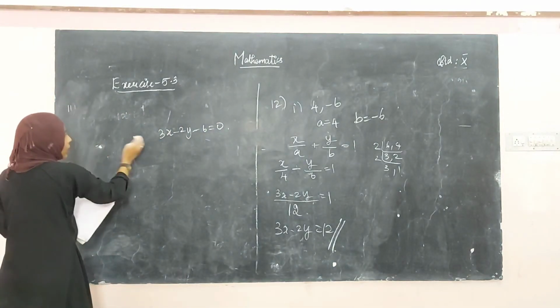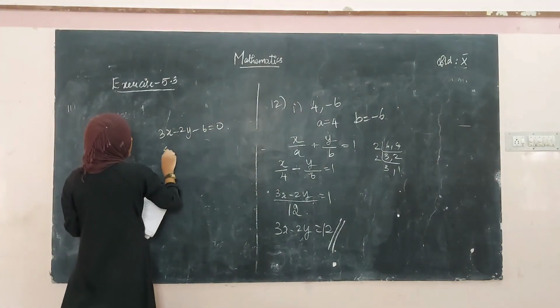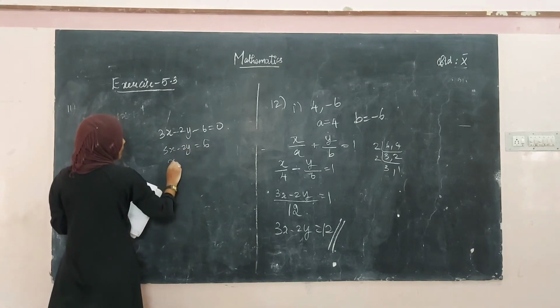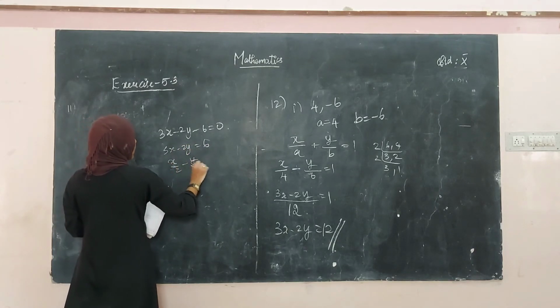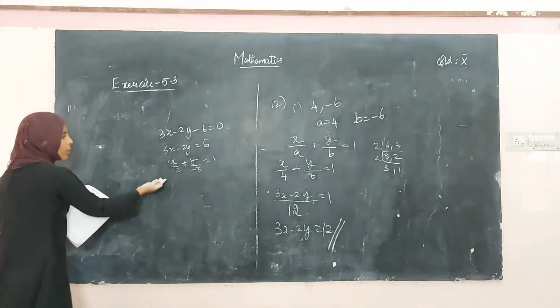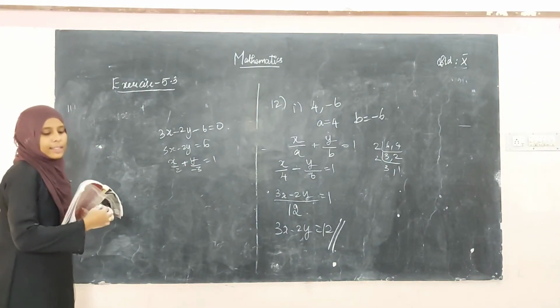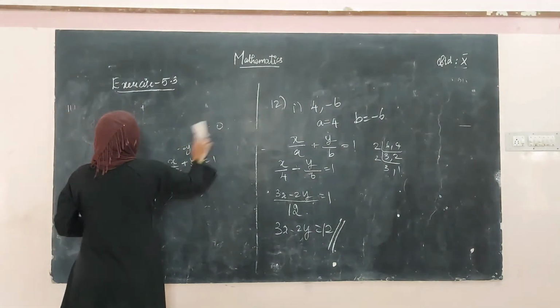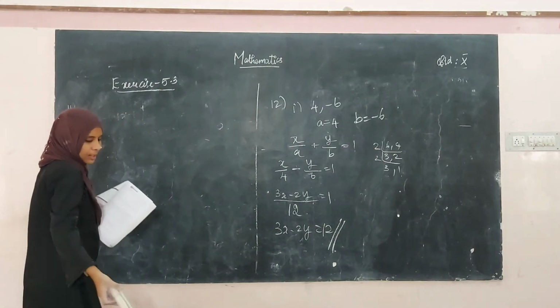Okay. 13th sum, what you have to do? Bring this term to this side. So, 3x minus 2y is equal to 6. Divide throughout by 6. So, x by 2 minus y by 3 equal to 1. Bring this minus 3 here, this will be 1 plus. So, a is equal to 2 and b is equal to minus 3. This is how you have to do. So, 13th sum is going to be the assignment for you. Okay. See the 14th sum then.